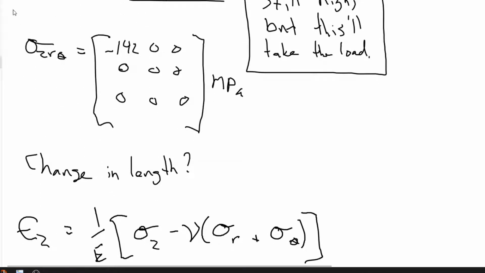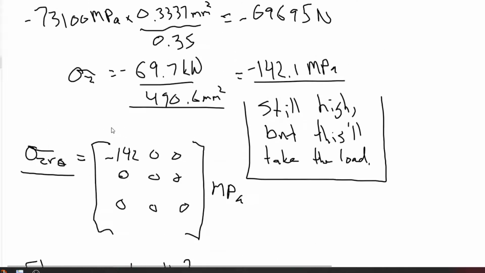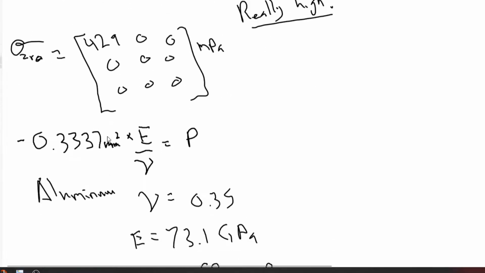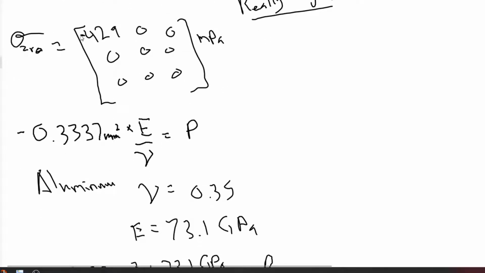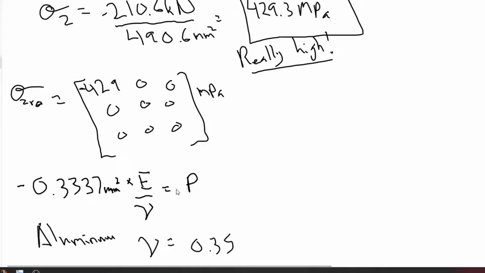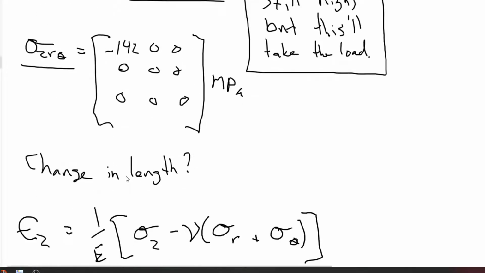So yeah, and then just in a tensor state, here's our sigma. Again, negative values because we are compressing. Oh, I forgot to put a negative value on this one, didn't I? My bad. So the steel, yeah, negative 429 MPa. For the aluminum, negative 142 MPa.